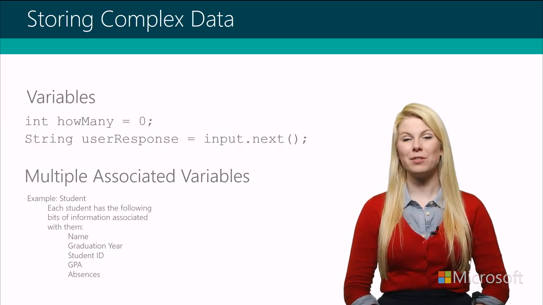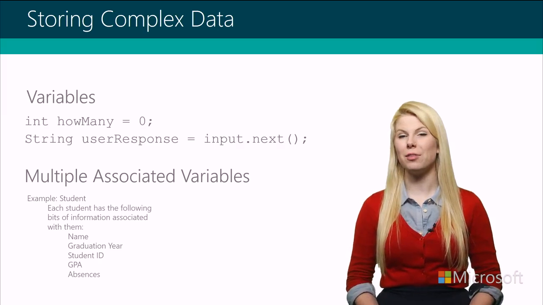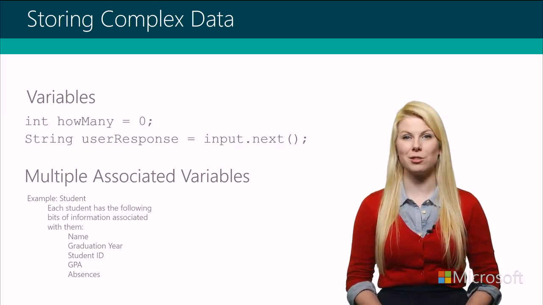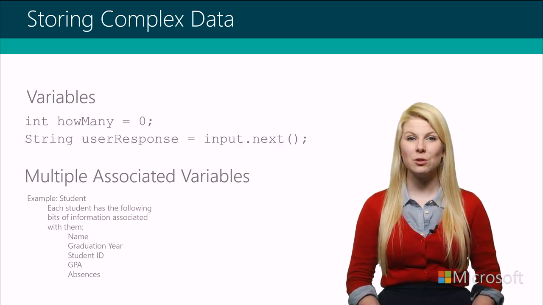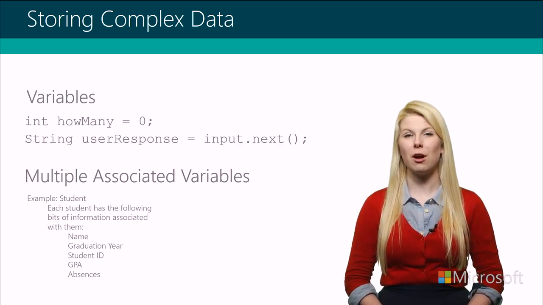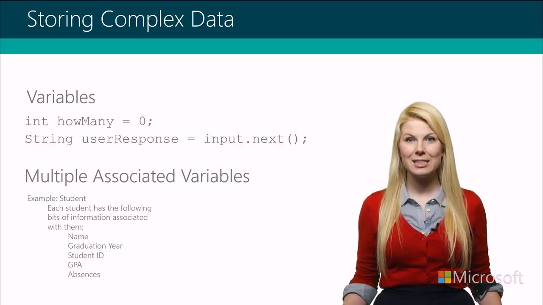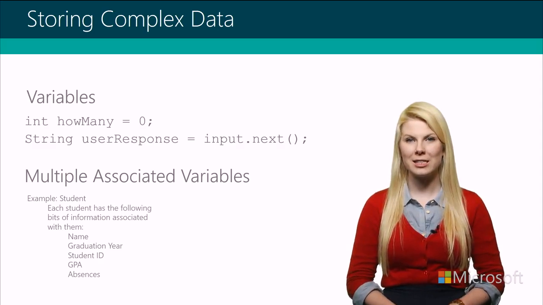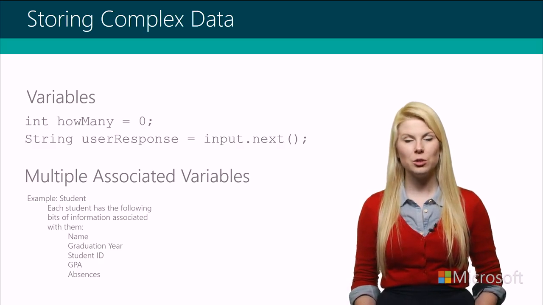Let's take the example of a student. A student has lots of pieces of information that they need to know about themselves and how they function within the school. You need to know their name, their student ID number, maybe they have a GPA, maybe they have a class schedule, et cetera, et cetera. All of those individual pieces of information are going to be associated with a student. And there's probably lots of different students. So if you want to have the name, the ID, the class schedule for each individual student, you're going to have a lot of individual variables.